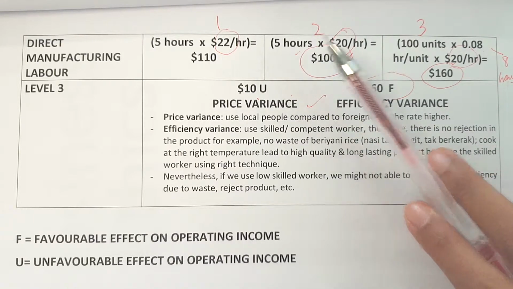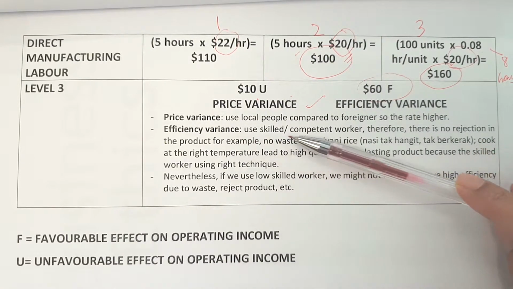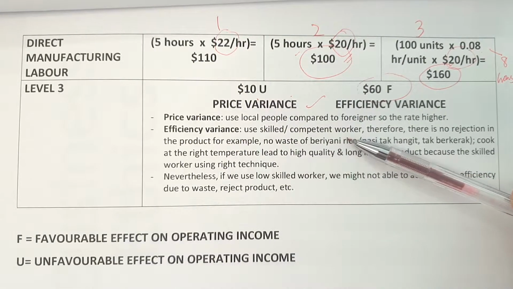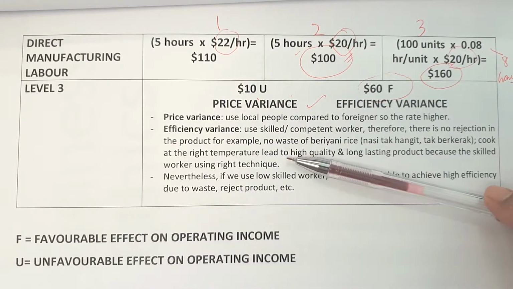It takes just 5 hours. The budgeted normally takes 8 hours. So in terms of labor efficiency, we have to investigate further why it happened to be like this. It is possible that we normally use skilled or competent workers. If you use a competent worker, someone who is very capable in preparing the biryani rice, you can cut the operating hours from 8 hours to just 5 hours, because he is very competent to do the work.